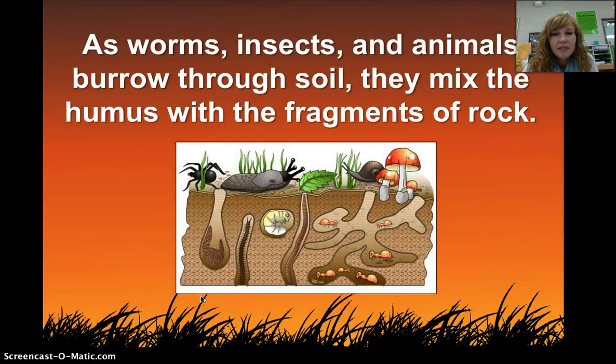So as those worms and insects and animals live in the soil, they dig around and burrow and crawl through. What they're actually doing is mixing the humus with the soil, the particles of rock that's in there. So they kind of are the stirrers of all those nutrients, and they move it around, which is a good thing.